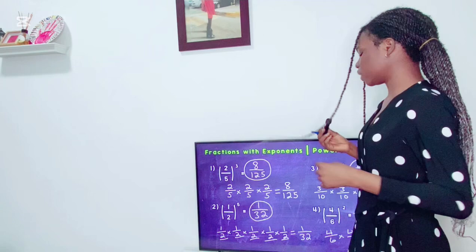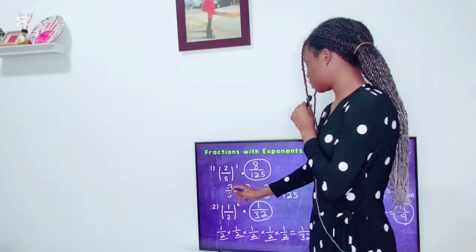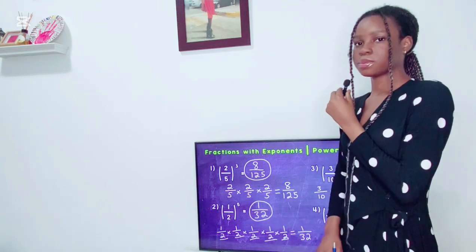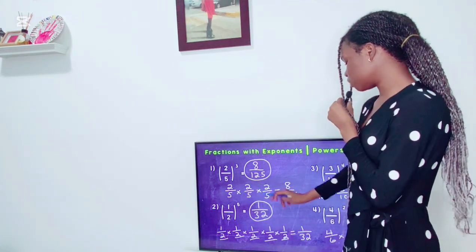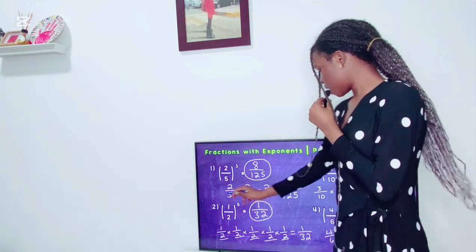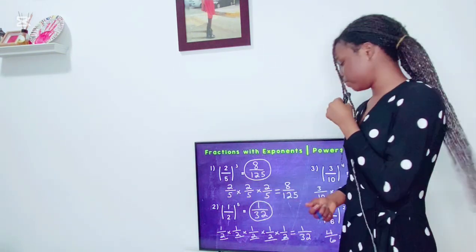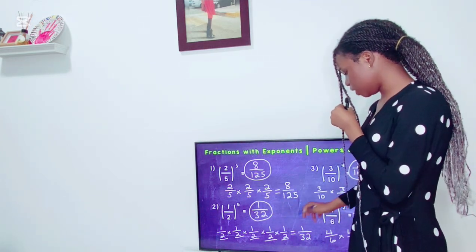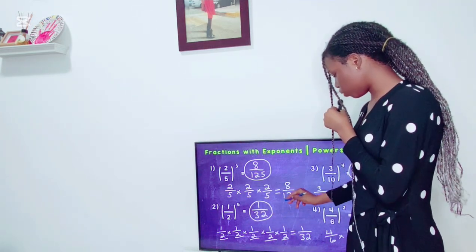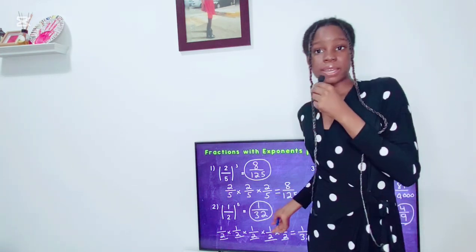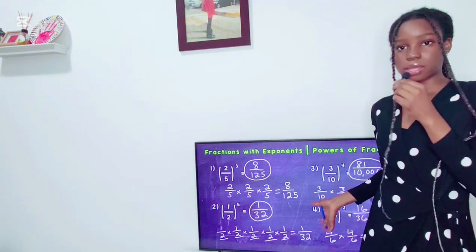So let's just start with 2 times 2. Yeah, let's start with the numerator. So 2 times 2 will give us 4. 4 times 2 will give us 8. Now let's go to the 5 times. 5 times 5 will give us 25. 25 times 5 will give us 125. So we have 8 over 125. And that, my friends, is our final answer. We already have the final answer.